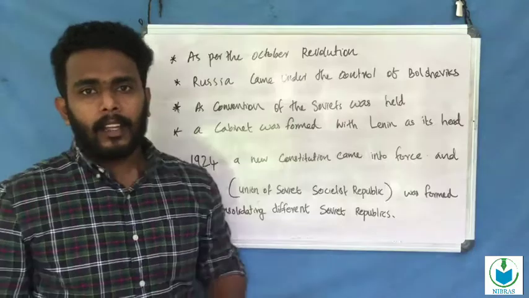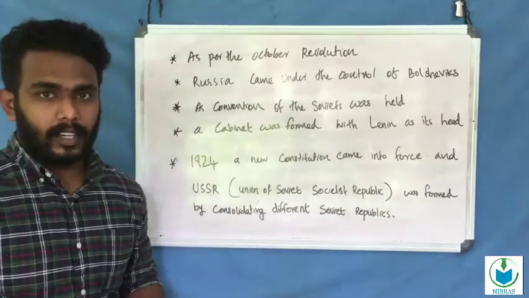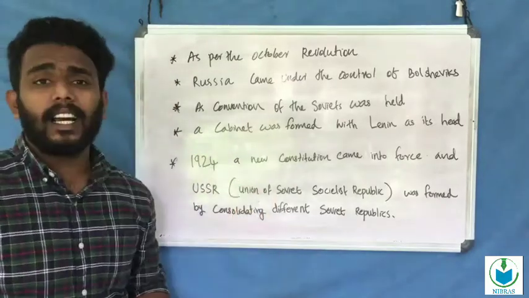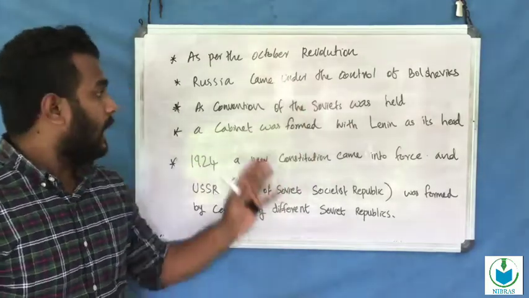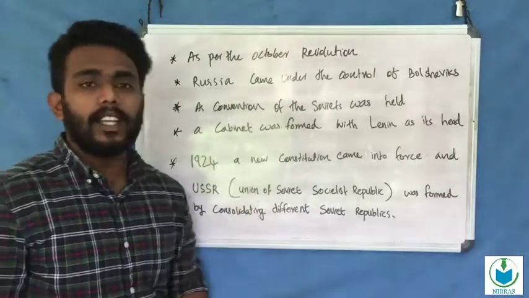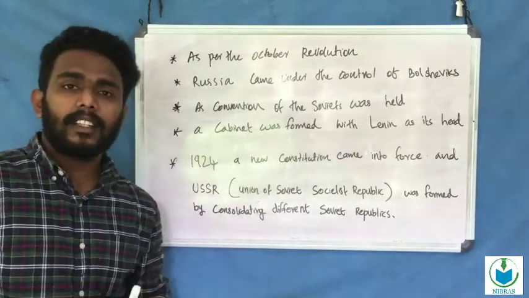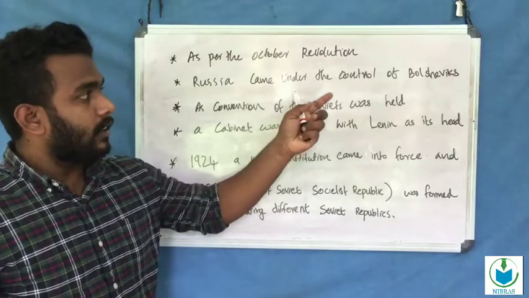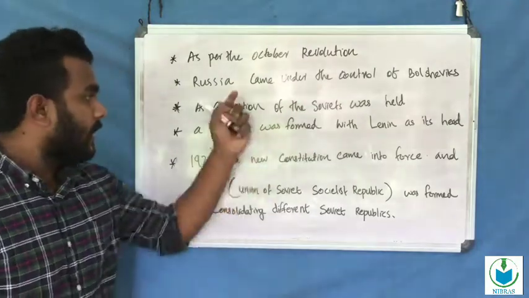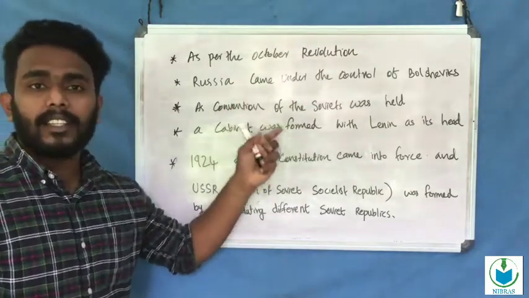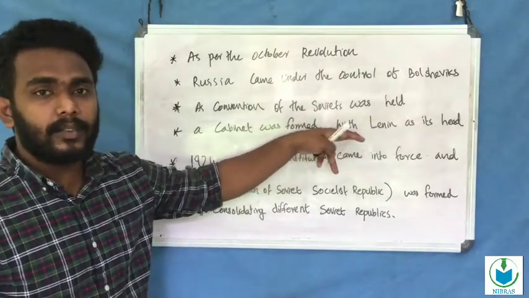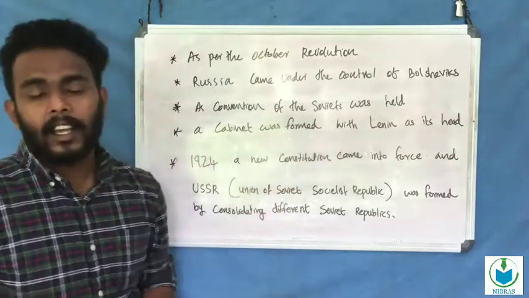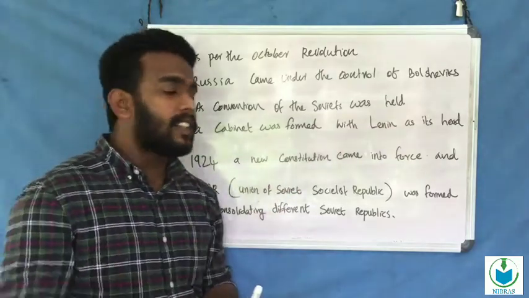Okay. After the October Revolution, Russia came under the Bolsheviks, and a convention of the Soviets was held under the leadership of the Bolshevik leaders. After that, a cabinet was formed, and the head of the cabinet was Lenin, the Bolshevik leader.